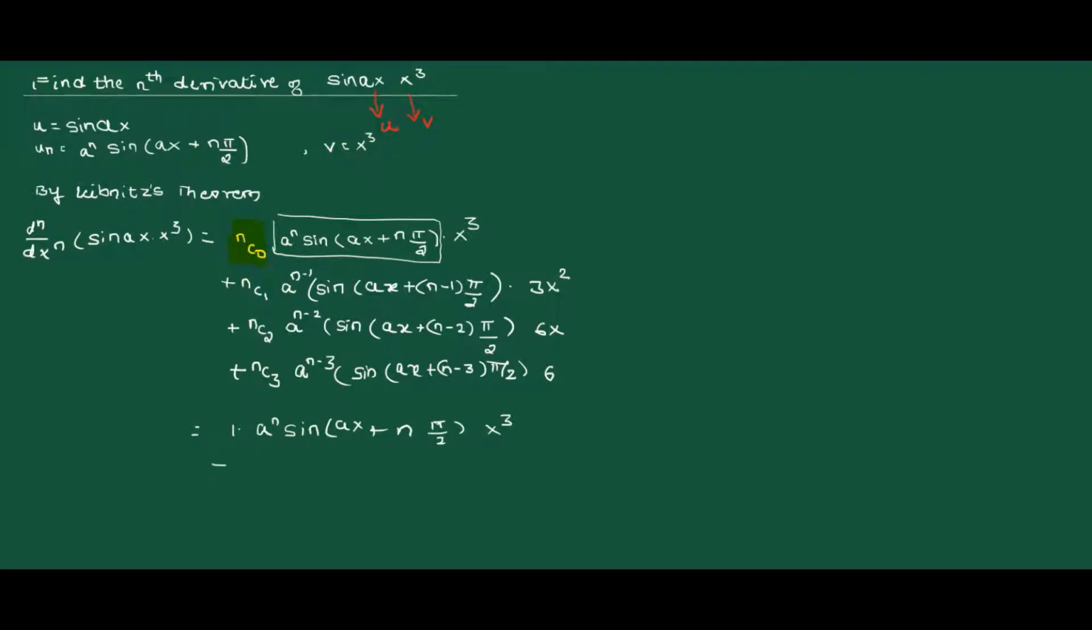Plus, now substitute the value for nc1. What is the nc1 value? The nc1 value is n only. The next term is a raised to n minus 1 sin into bracket ax plus n minus 1 into pi by 2, and the differentiation of x cube is 3x square.